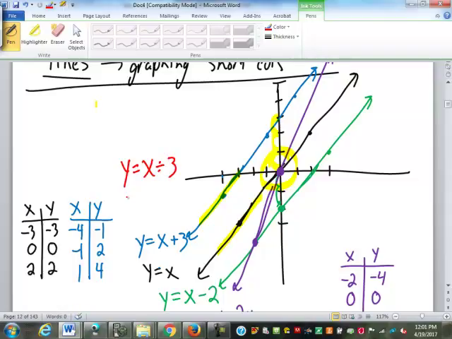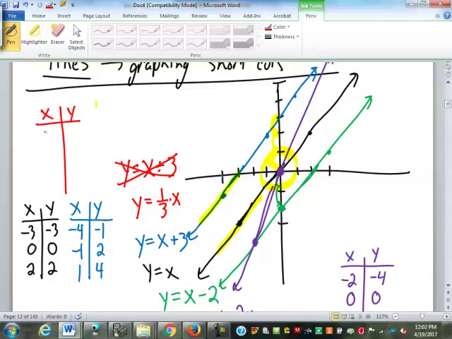Divide. Very good. So we might have y equals x divided by 3. Now in algebra, we don't like dividing variables by numbers. So instead of y equals x divided by 3, I'm going to write it like this: y equals 1/3 times x. So instead of dividing by 3, we're multiplying by the reciprocal of 3, the 1/3.